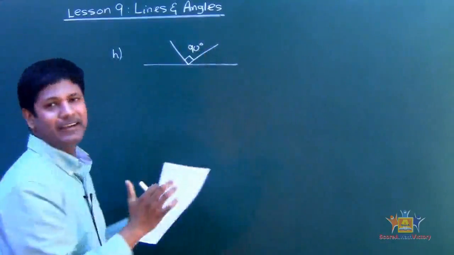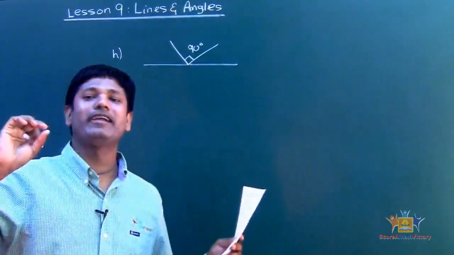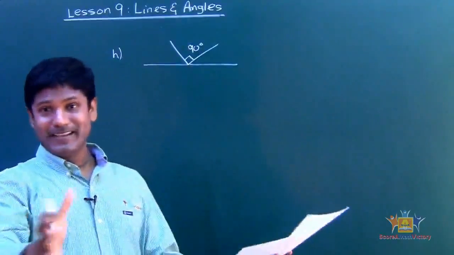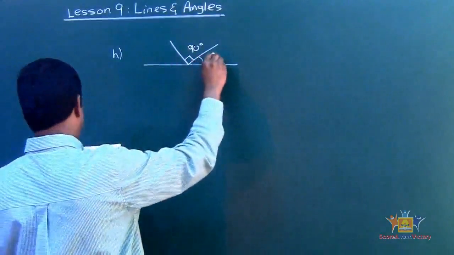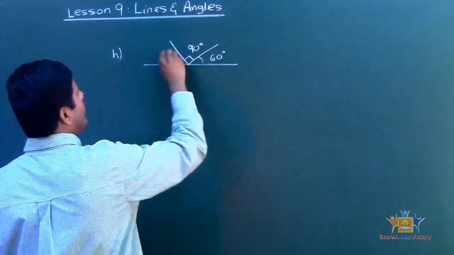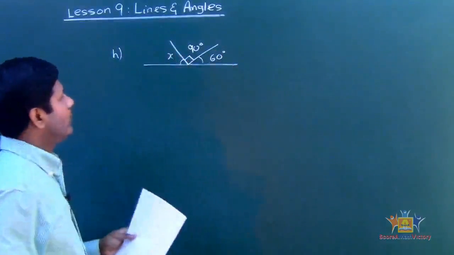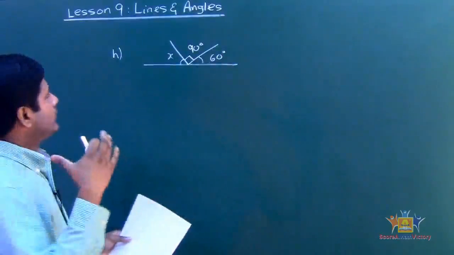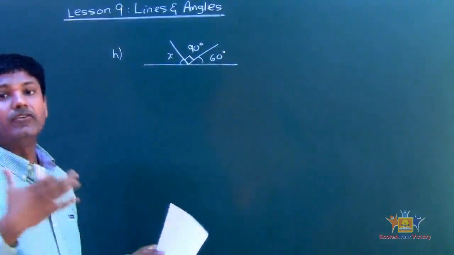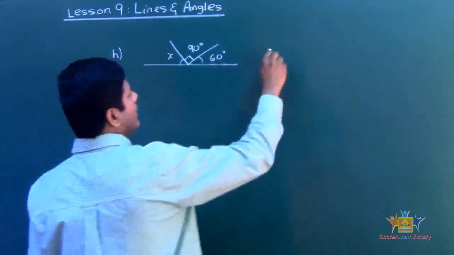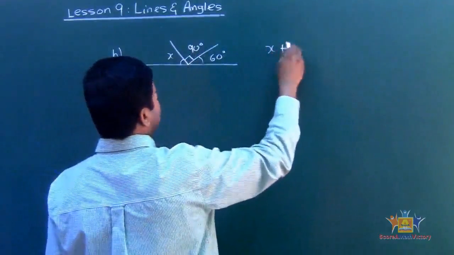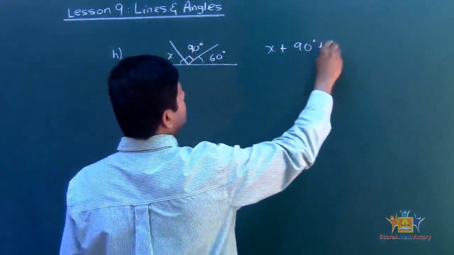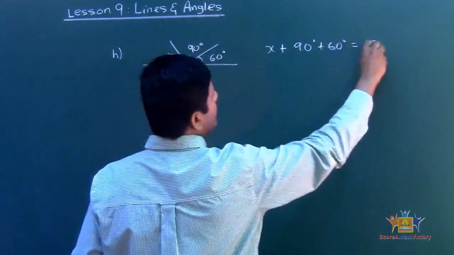Okay, we should get excited. The moment we see an angle with a small square in it, we know it's 90 degrees. We put down 90 degrees. And this one is 60 degrees, and I'm looking for x. So I know that the total for the straight line is 180 degrees. That means x plus 90 plus 60 should give me 180 degrees.